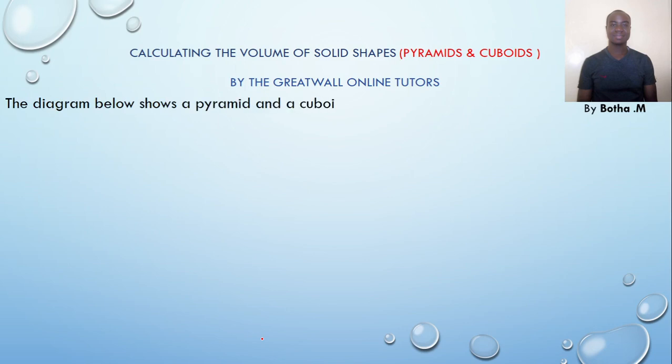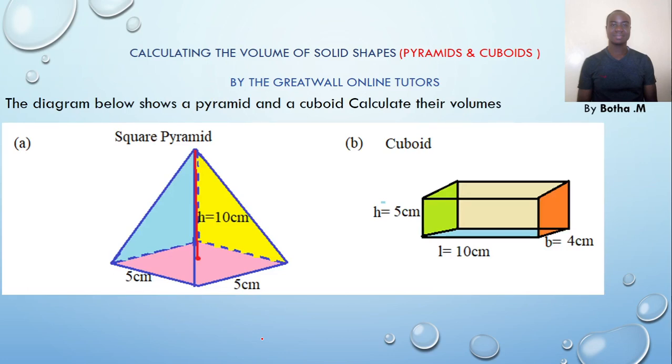Now, mentioning of pyramids, let's go ahead and calculate the volume of a pyramid and a cuboid. These are the questions we have. We have a square pyramid right here and a cuboid. Let's start with a square pyramid. The volume of a pyramid is the same as the volume of a cone, given by V is equal to 1/3 times the base area times the height.